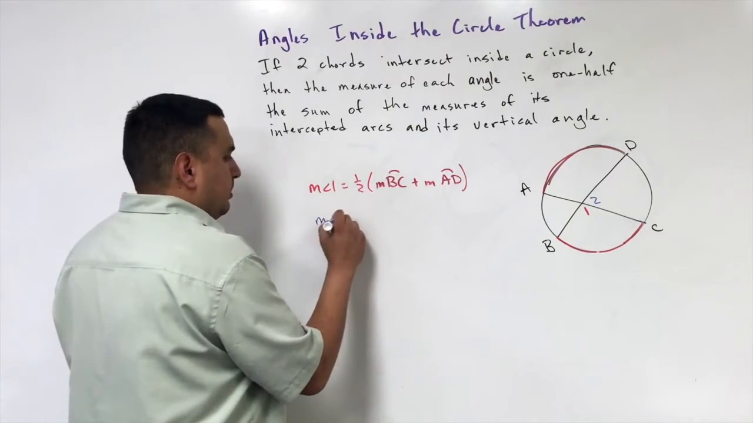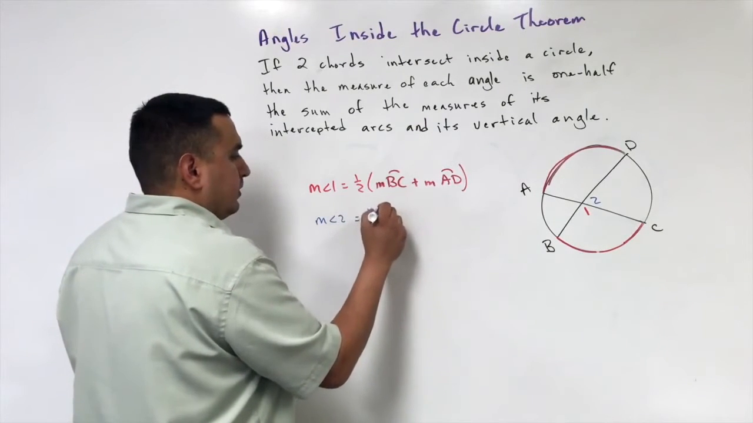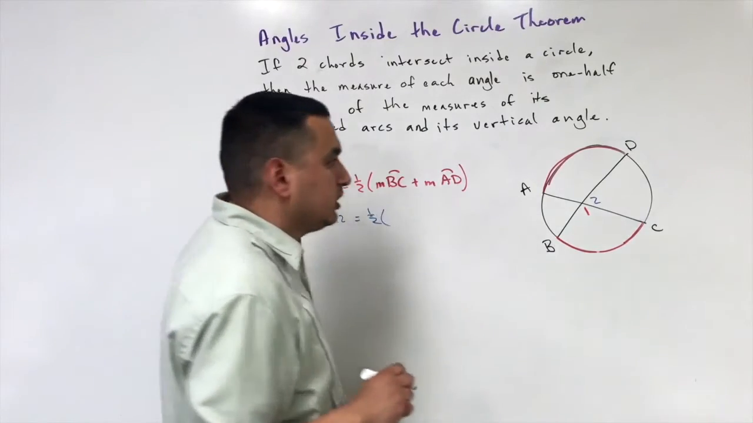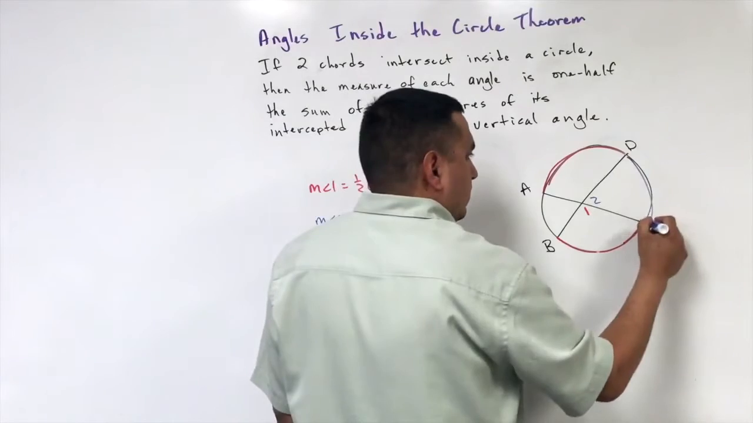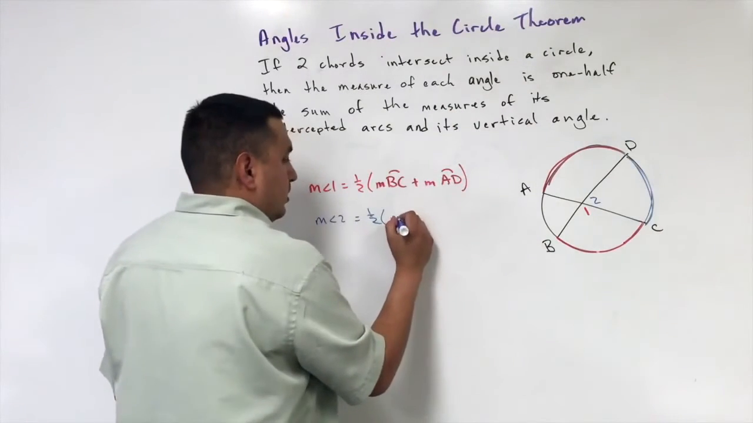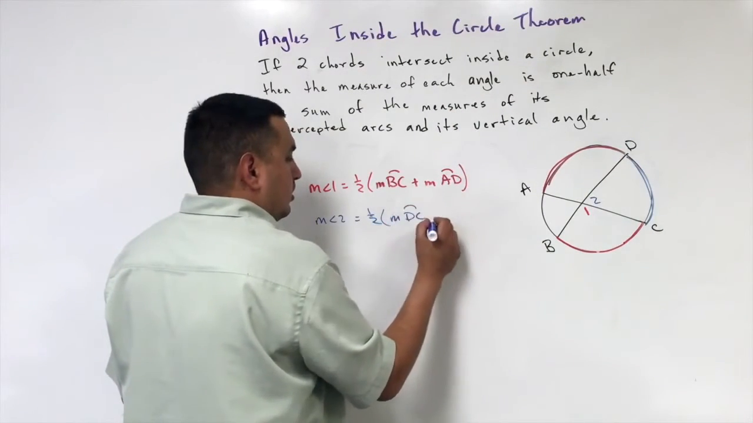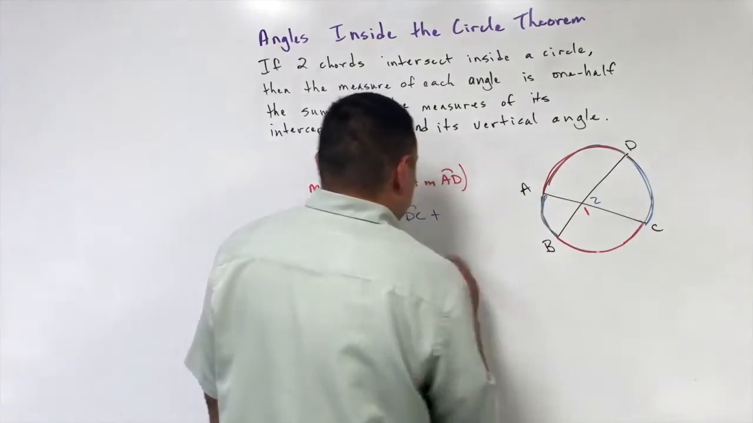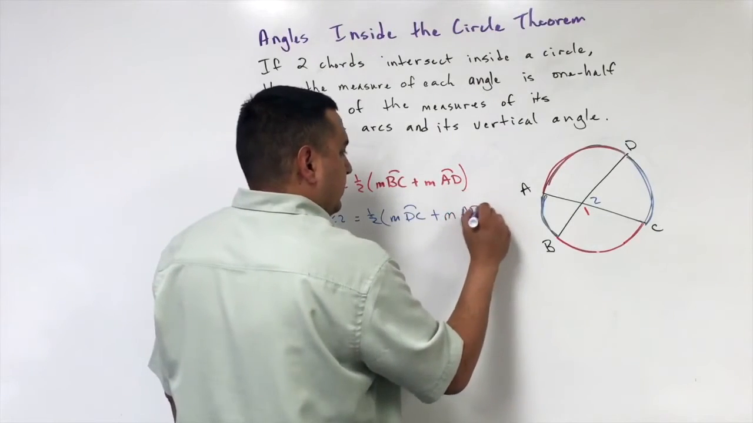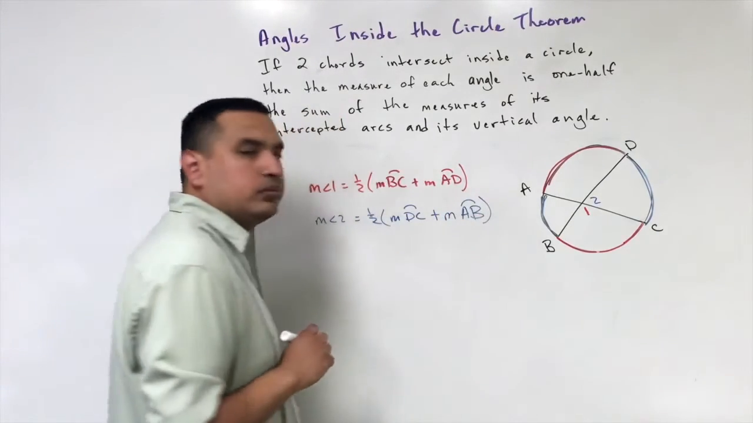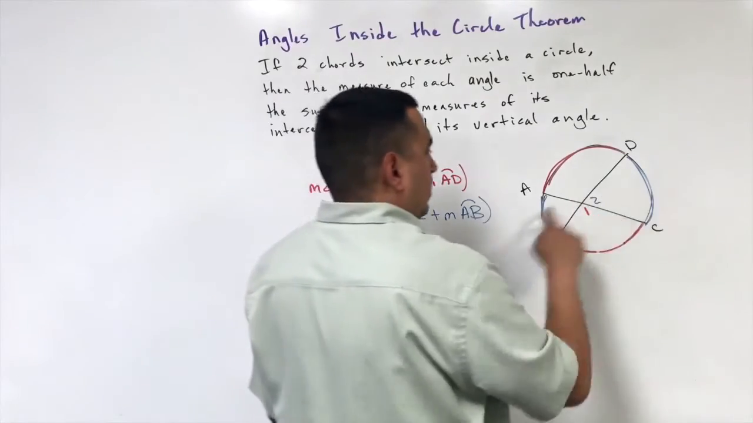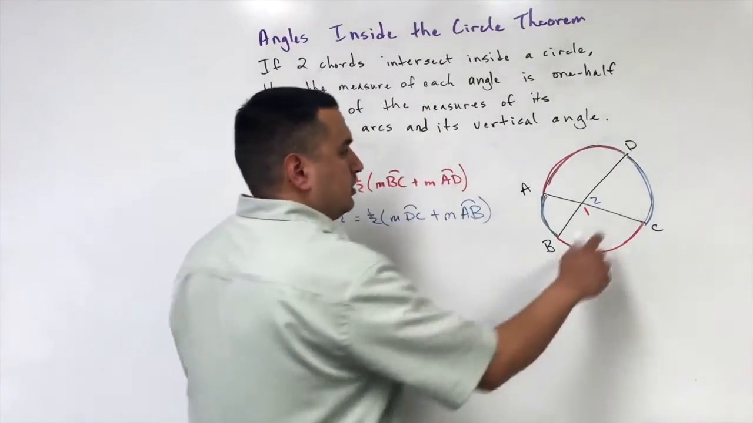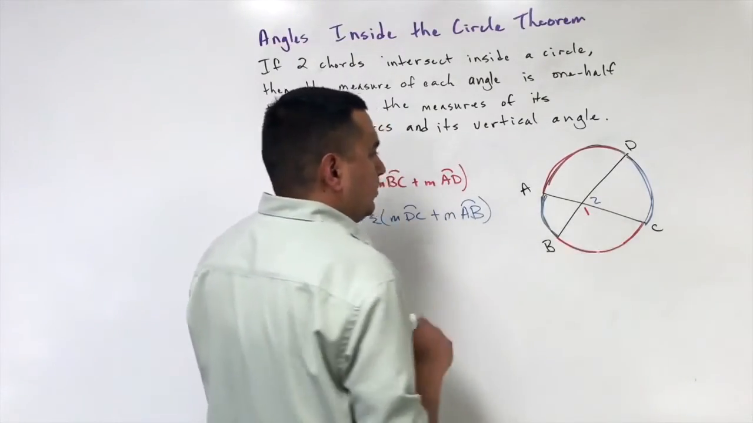Now the theorem says then that the measure of angle 2 is going to be 1/2 the sum of its intercepted arcs. So I have an arc here, that would be DC. But then I also have the other intercepted arc over here, and that's going to be arc AB. So I would need to add these two arcs together and divide by 2, or multiply by half, either one, to get angle 2.